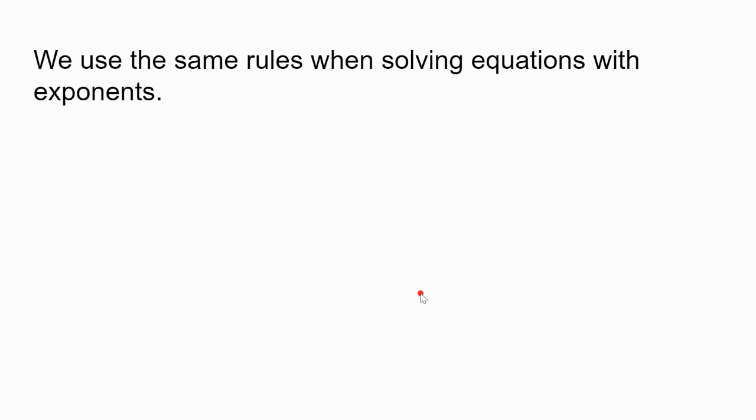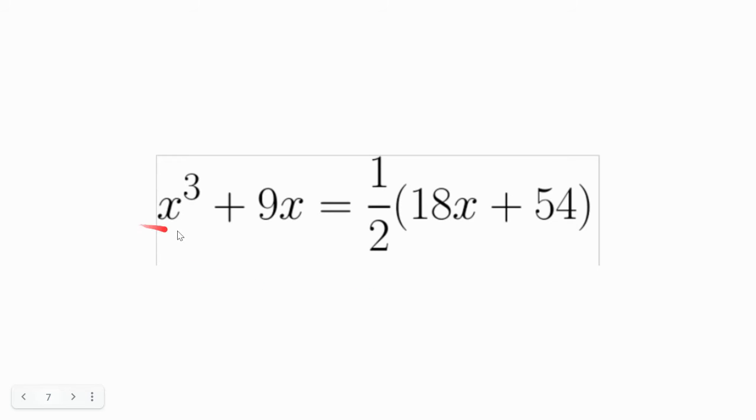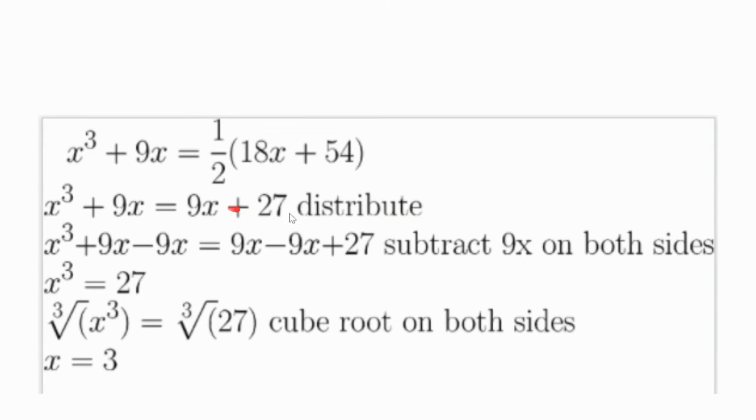When we have exponents, everything's the same. We have the same rules. It's just when we get to the end, we're also going to find the square root or the cube root of something. So here's a very similar equation. X cubed plus 9x equals 1/2 times 18x plus 54. So I'm going to distribute. So half of 18x is 9x, and half of 54 is 27.